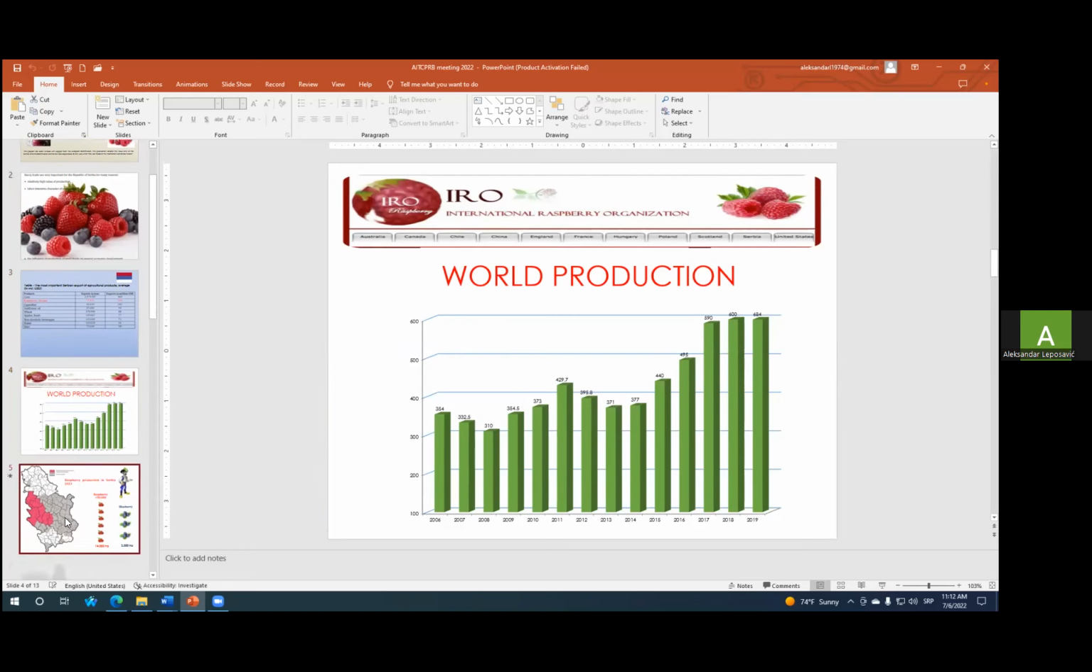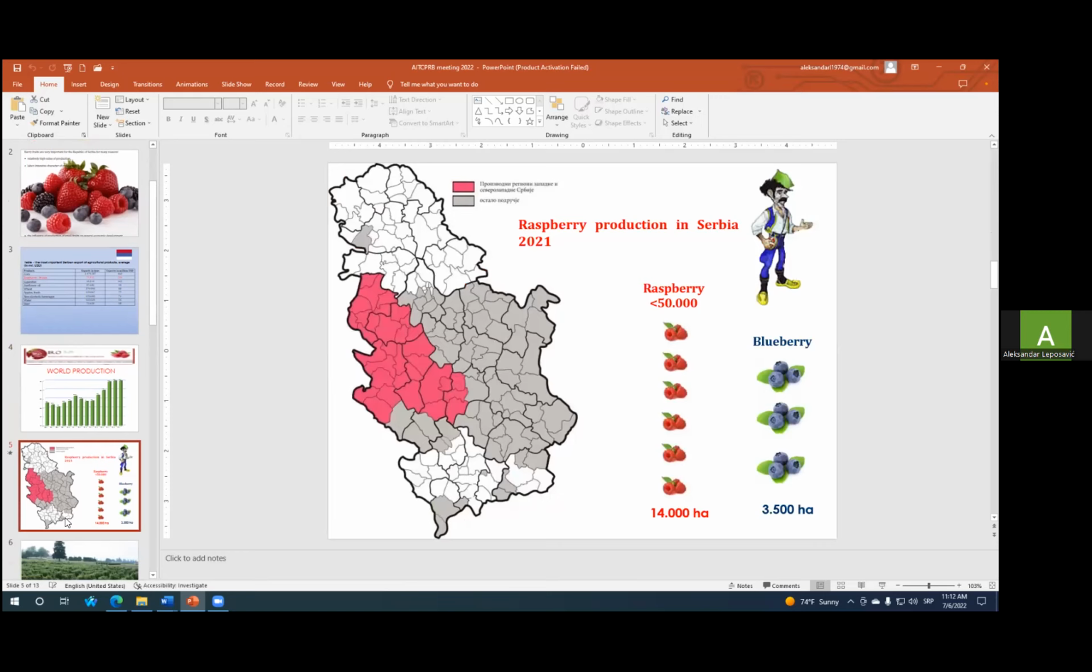Similar situation in Serbia and Bulgaria also. Serbia last year produced approximately 50,000 tons on 1,000 hectares. Blueberry production in our country increased in the last 15 years, and now we grow this species on about 3,500 hectares.